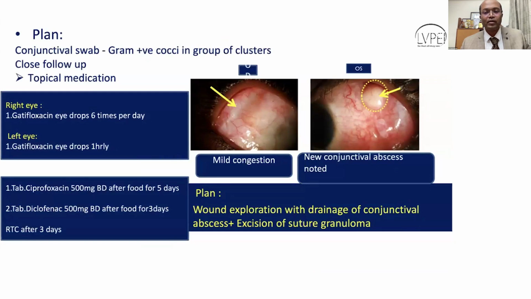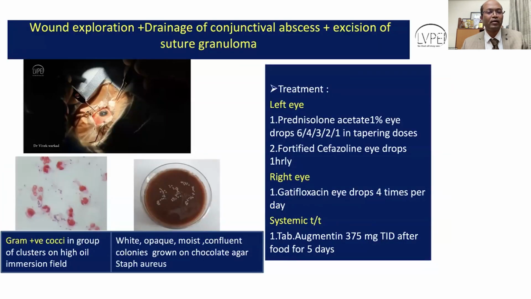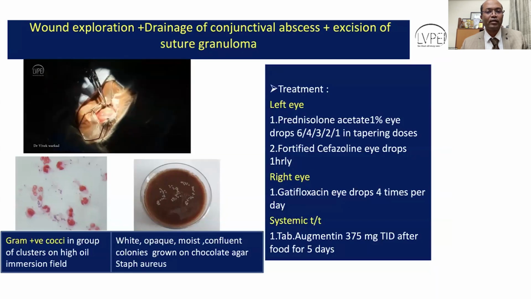At this time point, anticipating his presentation, we took a conjunctival swab in the outpatient department, which turned out positive for gram-positive cocci in clusters. So we put him on gatifloxacin in both eyes, along with oral systemic antibiotics. We planned to explore with drainage of the conjunctival abscess and, if possible on external examination, look for a suture granuloma inside. So we explored and found a granuloma along with a conjunctival abscess.